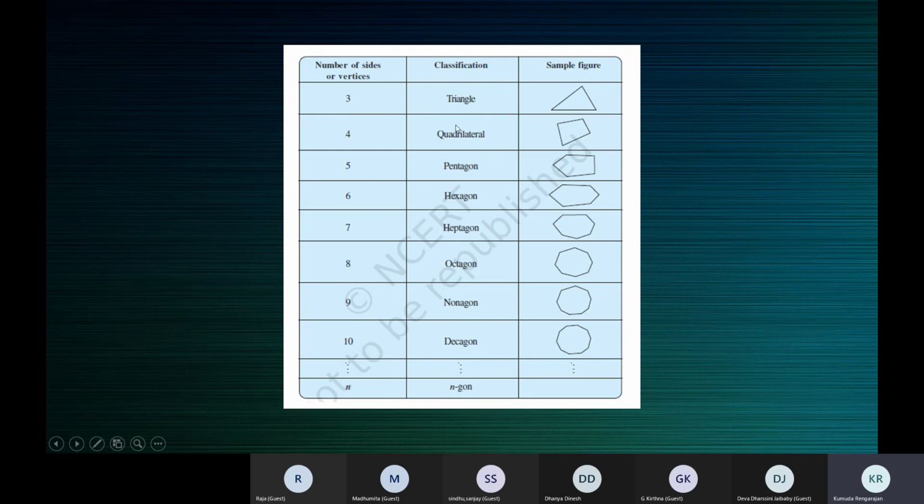A polygon with 4 sides, quadrilateral. A polygon with 5 sides, pentagon. 6 sides, hexagon. 7 sides, heptagon or septagon. 8 sides, octagon. 9 sides, nonagon. 10 sides, decagon. And if it has 25 sides, then 25-gon. Just put the value of the number of sides, n-gon. So if it has 55 sides, 55-gon is a polygon with 55 sides.